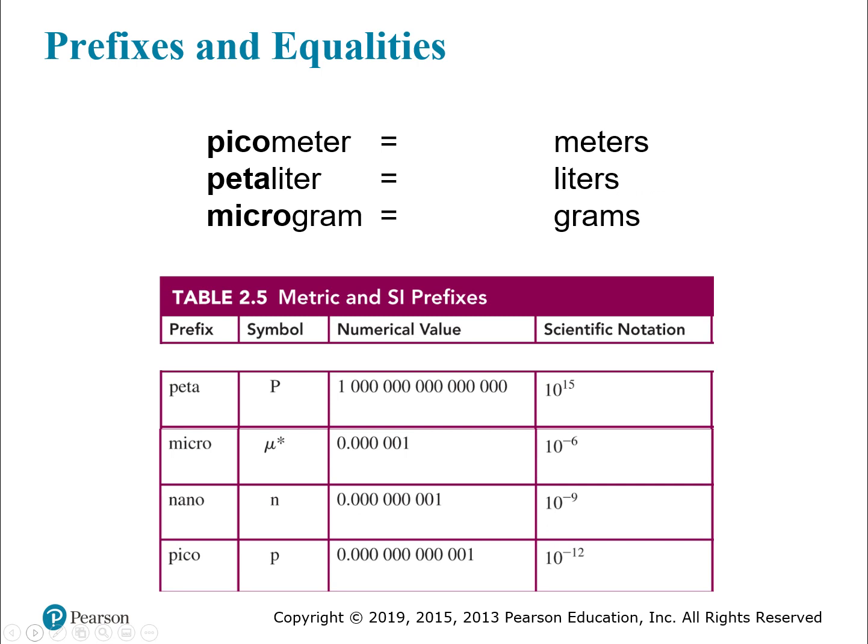So let's do some more practice here. Picometer. You find pico. That's a lot of zeros. I'm not going to write that, but I'll write it in scientific notation. And that's why I told you, knowing the scientific notation will help you a lot, so you don't have to write all those zeros. So that's the same thing as 10 to the minus 12 meters. A petaliter, we replace peta with the number 10 to the 15. Microgram, micro is 10 to the minus 6.